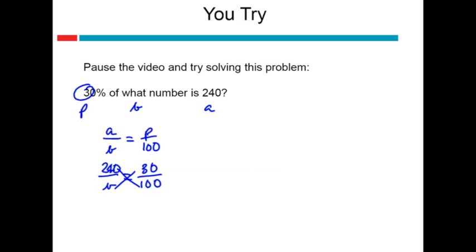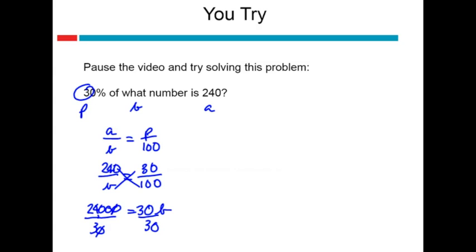So 240 times 100 is 240, and then I want to put on 2 more zeros. So that will be 24,000 is equal to 30 times B. So in this case, we're going to divide both sides by 30. And we can cancel a 10 there.